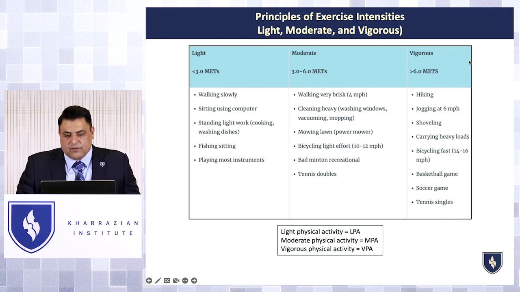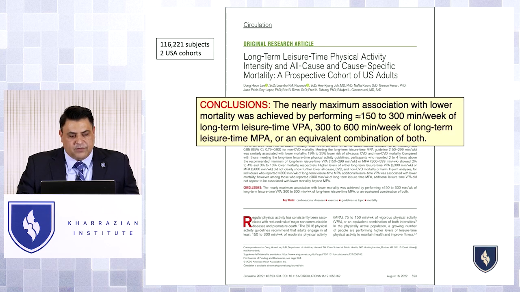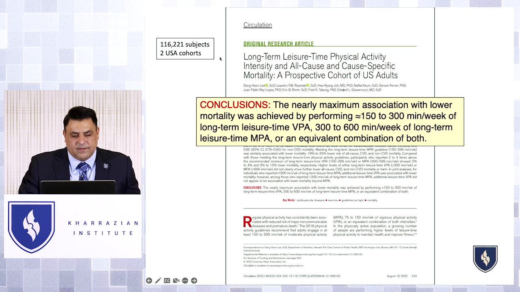So when you look at those standards, look at this paper that was published in Circulation, with over 100,000 patients and looking at two cohort databases. They found that the near-maximum association with lower mortality was achieved by performing 150 to 300 minutes per week of long-term vigorous leisure activity, and 360 minutes of long-term leisure activity with mild physical activity, or an equivalent combination of both.